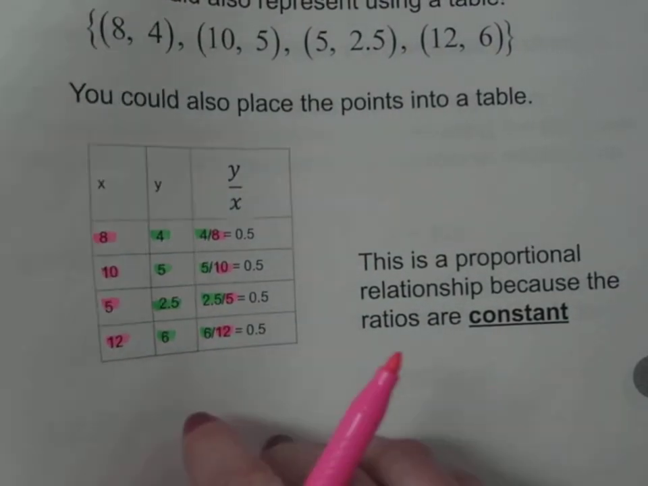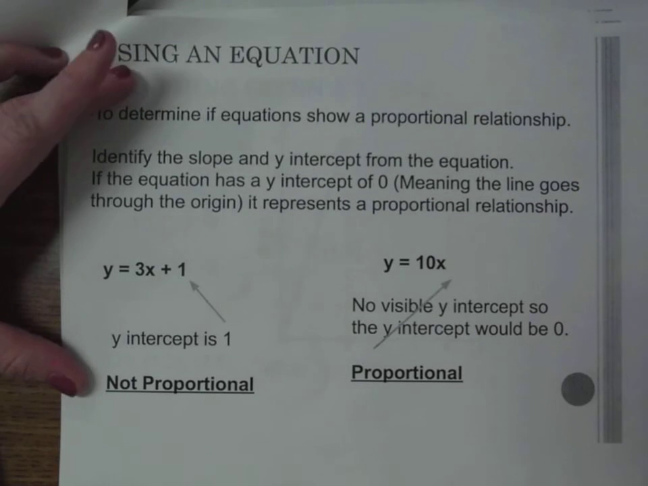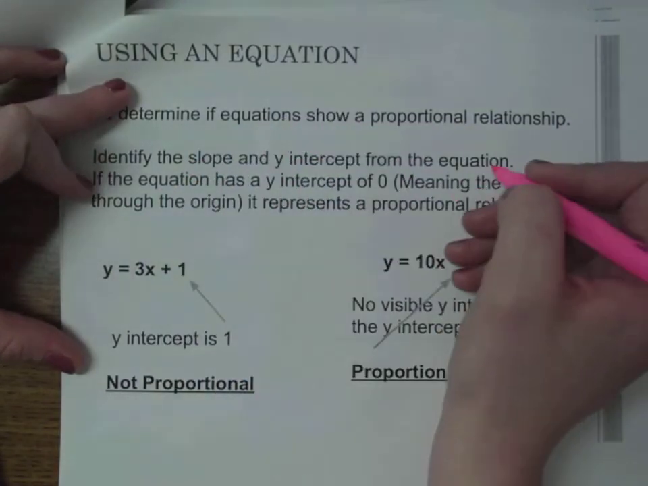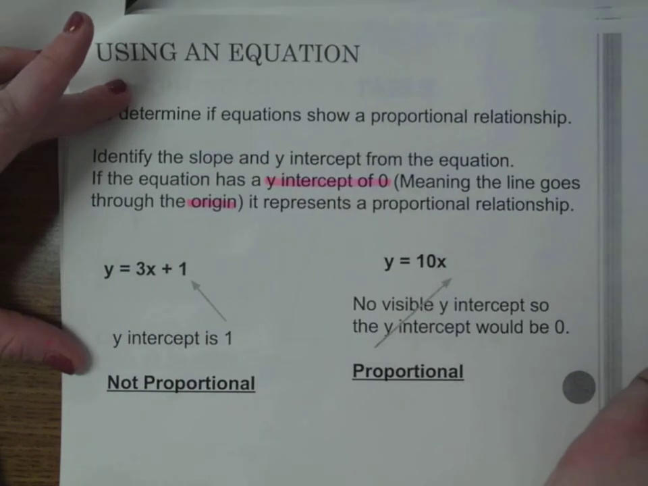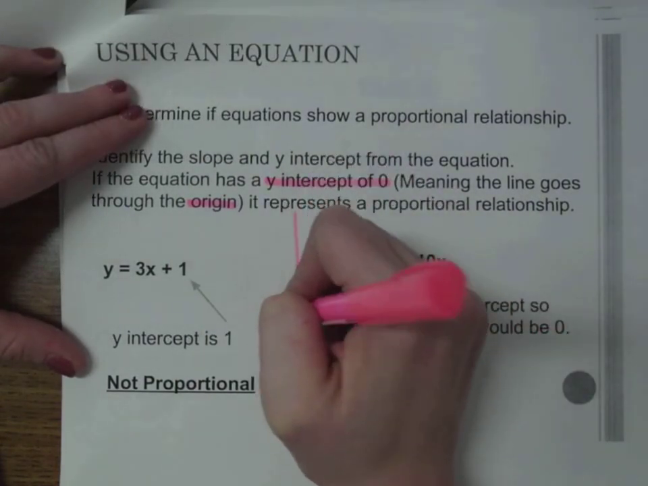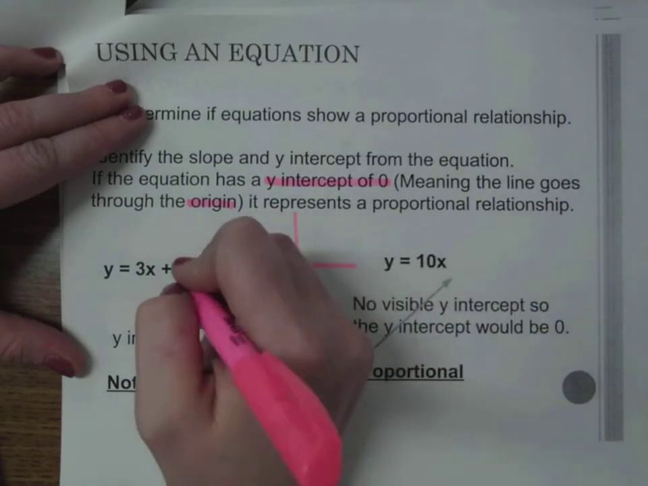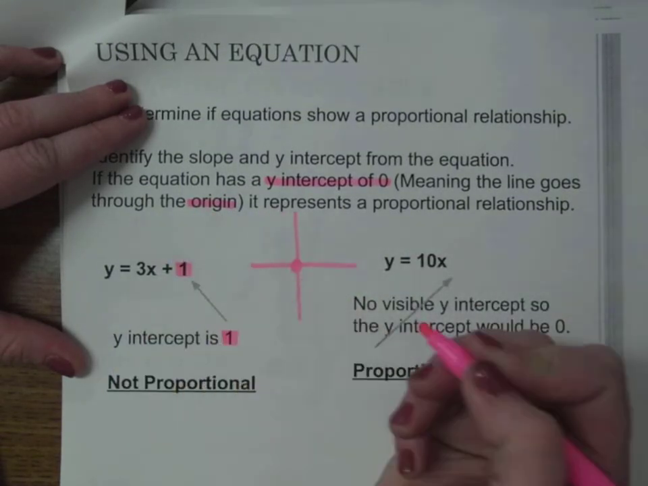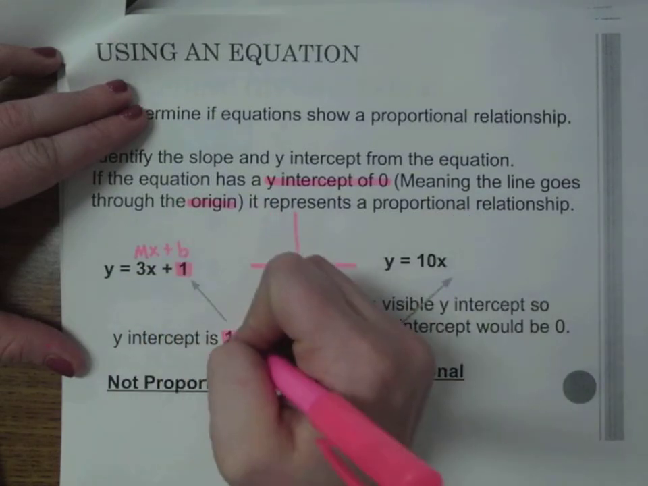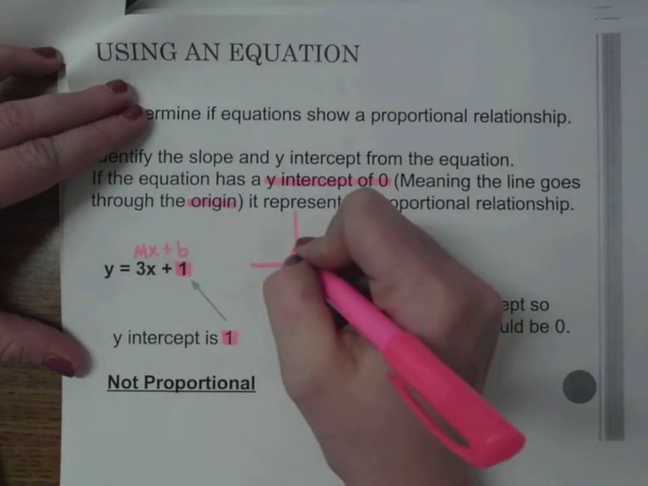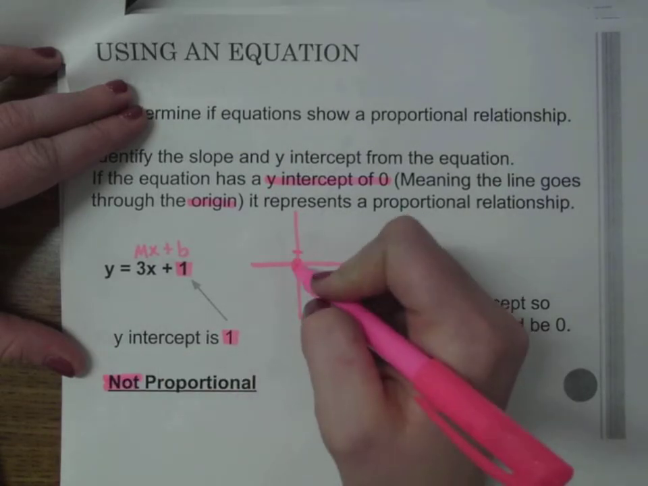Okay, almost done. All right, now to determine if an equation is proportional, identify the slope and y-intercept from the equation. If the equation has a y-intercept of 0, of course that would mean it's going through the origin. So this one, the y-intercept is 1, because that's the mx plus b. So the 1 is the y-intercept, so that would mean it would have to cross right here. So that would be not proportional, because remember, it's got to go through the origin.